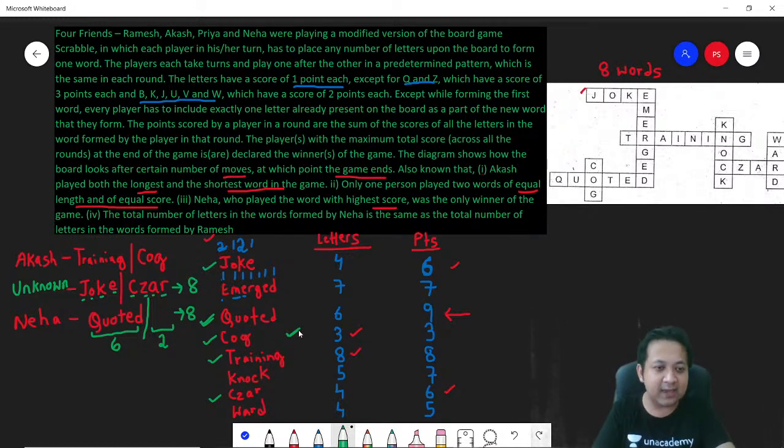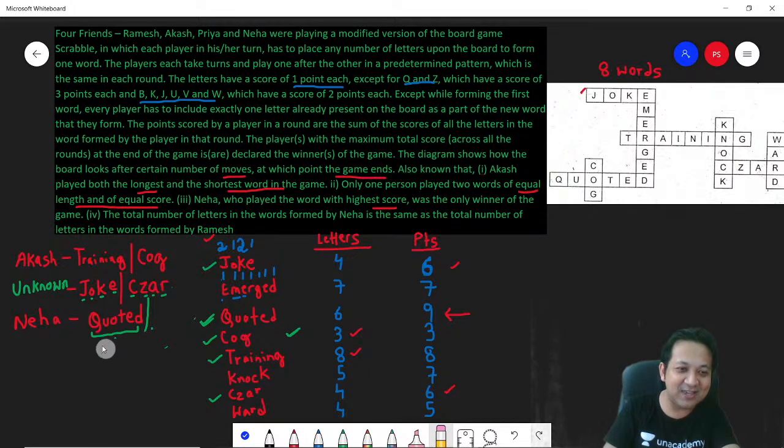So can I say Neha can never be 8? In other words, the two words formed by Neha can never have a total count of 8 letters. It means this unknown person cannot be Ramesh. Why? Because if this unknown person is Ramesh, in that case Ramesh should have got 8 letters in his words and Neha should also have 8, meaning the unknown person is not Ramesh.